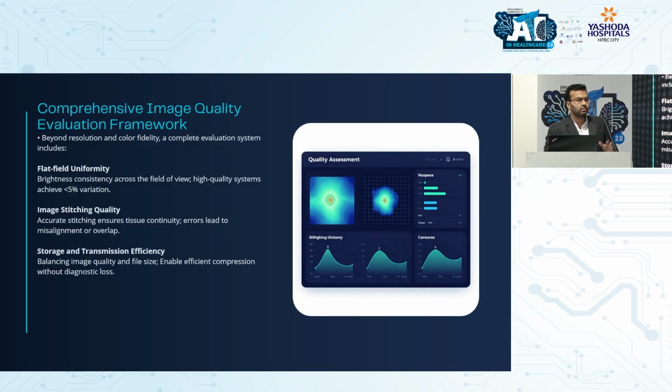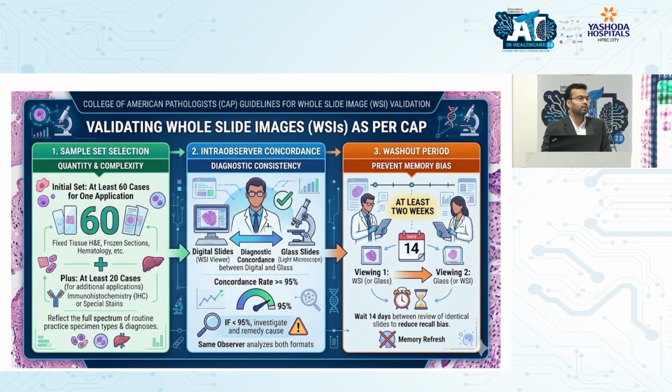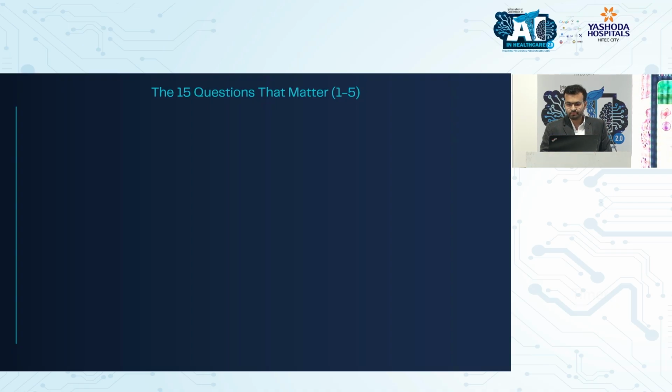Storage and transmission efficiency, balancing compression and transmission becomes important. Then comes one of the most important factors, which is validation. So you need to validate at least 60 cases of H&E plus another 20 cases of any other stain or IHC stain that you're using. Pathologist has to get more than or equal to 95% accuracy when he's diagnosing these cases on the microscope and on the digital scanner, and there has to be a washout period of at least 2 weeks between them. So these are CAP guidelines available on their website.